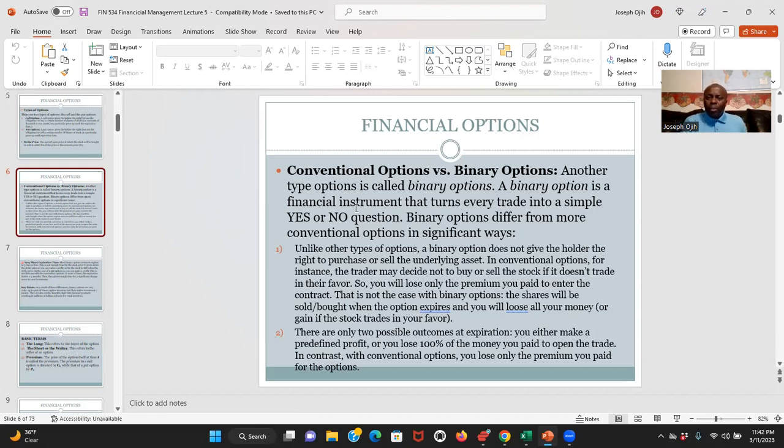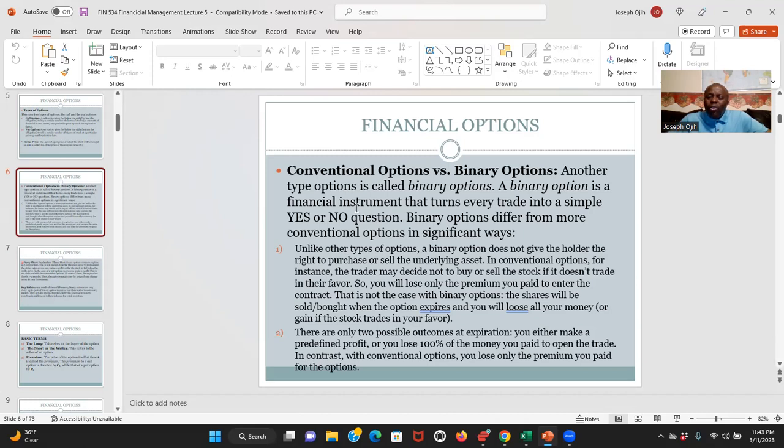You didn't lose that. But that is not the case with binary option. With binary option, we buy the contract. Even if the stock is not moving your way, it will still be exercised at the expiration date. That means you will lose all the $5,000. So, in other words, the shares will be bought or sold when the option expires, and you lose the entire money that you invested, unlike the conventional option.